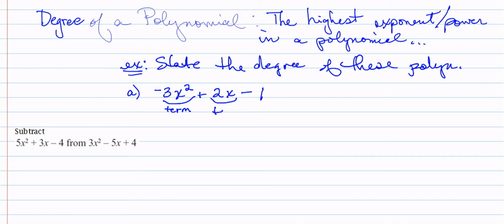Here's a term, by the way, separated by addition, subtraction. I'm going to get to the degree in a sec. And negative 1 is a term, by the way. The degree is taken from the highest exponent. We have a choice of this and this, right? Well, we choose the 2, right? So our degree is a second degree. So for A, we would say that this is a second degree polynomial. Okay?